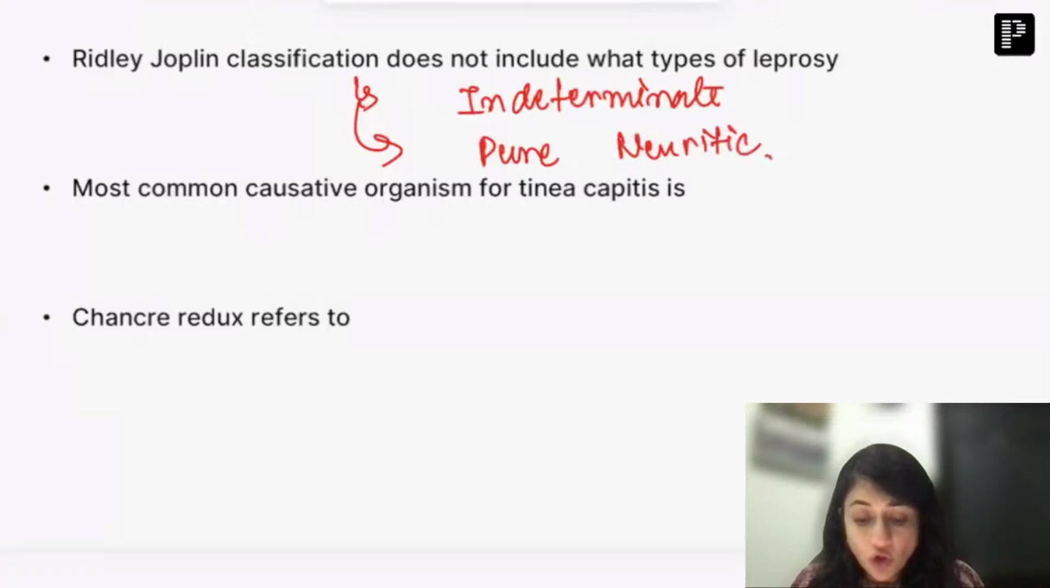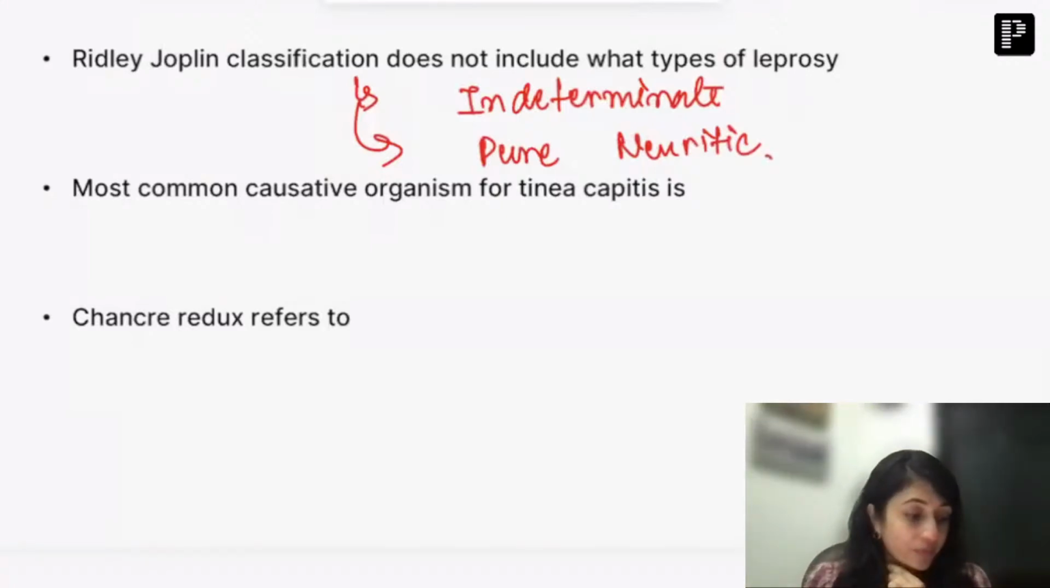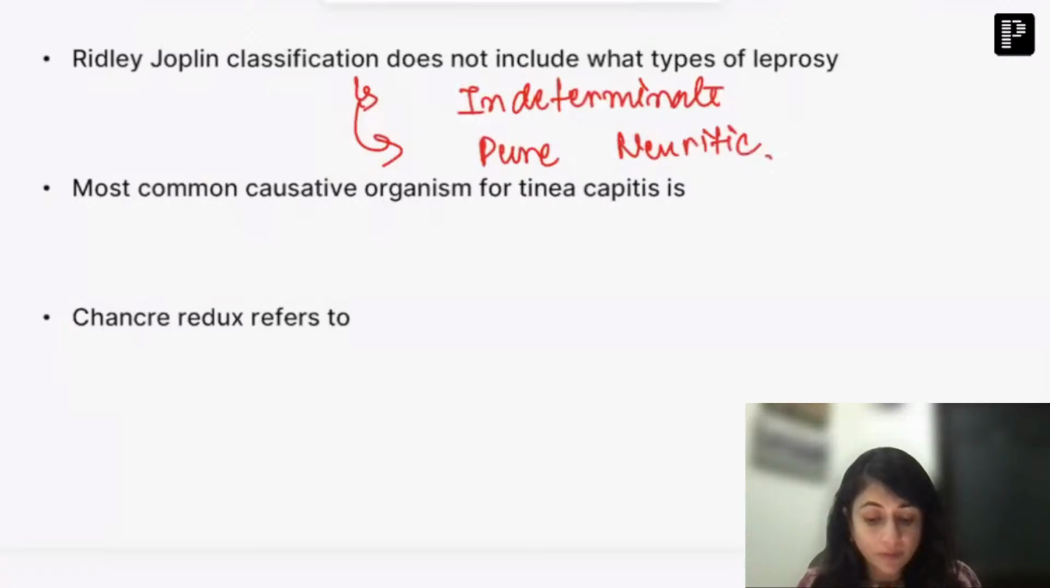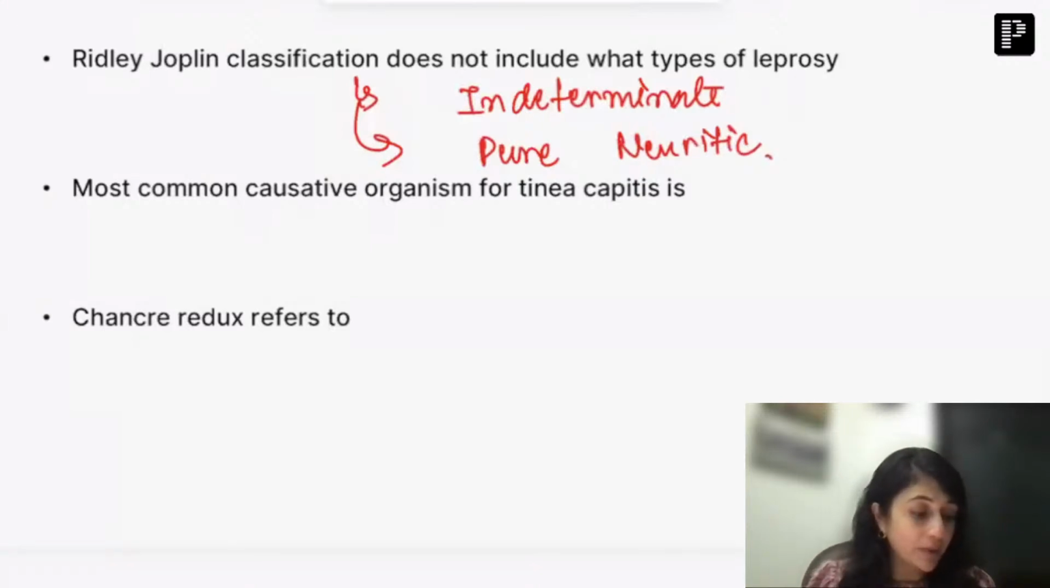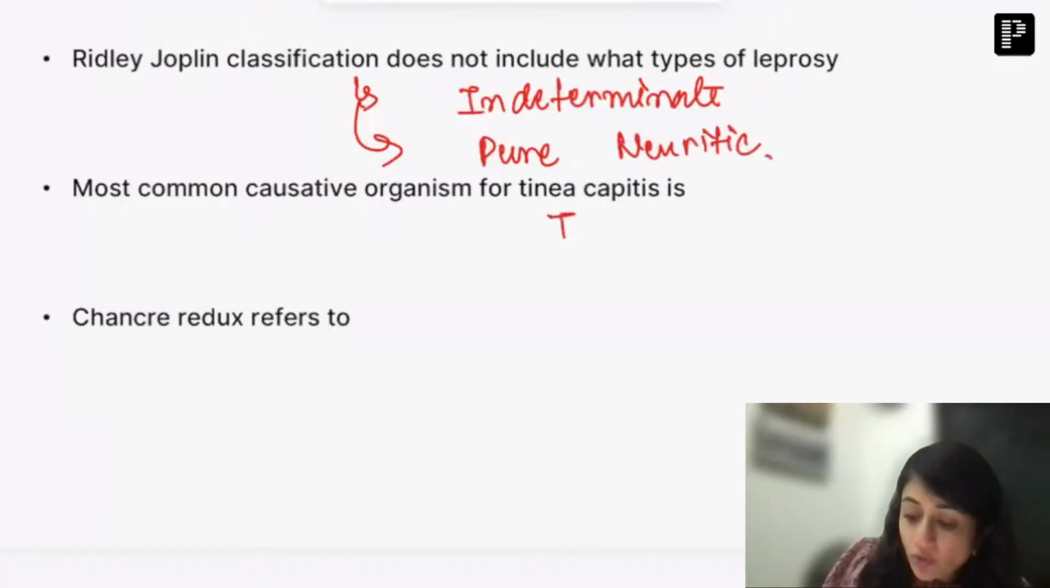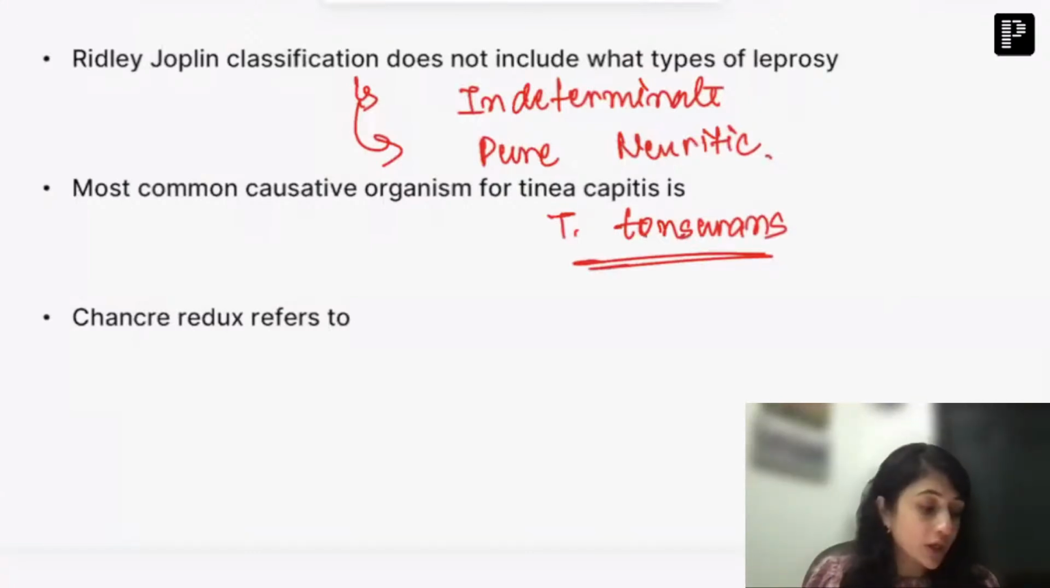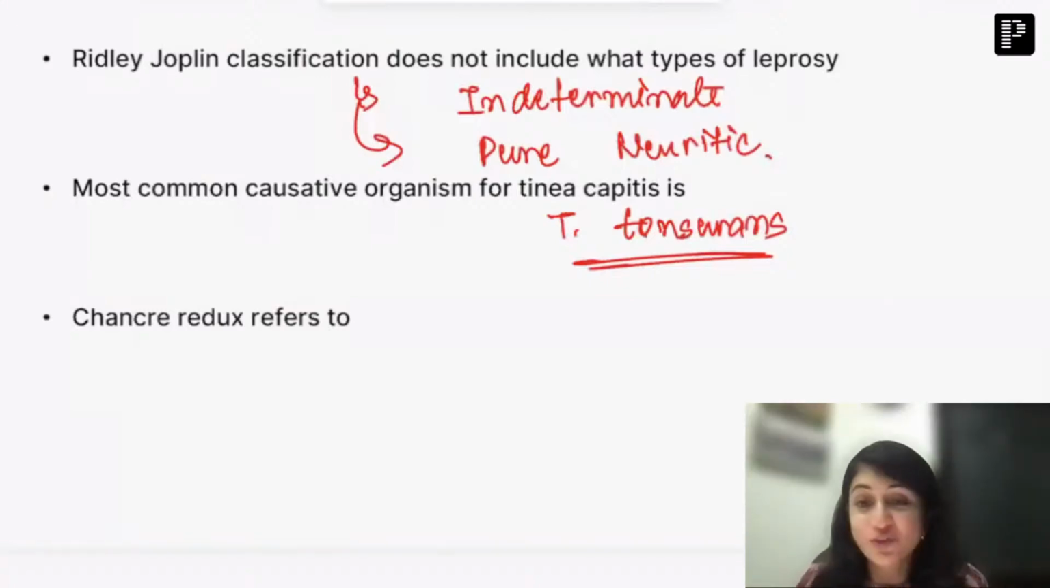Yes. Most common causative organism for tinea capitis is... indeterminate. This is good. Answer the next two questions. Most common causative organism for tinea capitis is, now it is T. tonsurans. Earlier it was Microsporum canis. Now the most common causative organism is T. tonsurans. Not M for first. Good, you deleted it. That's okay. Yes, it is Trichophyton tonsurans.